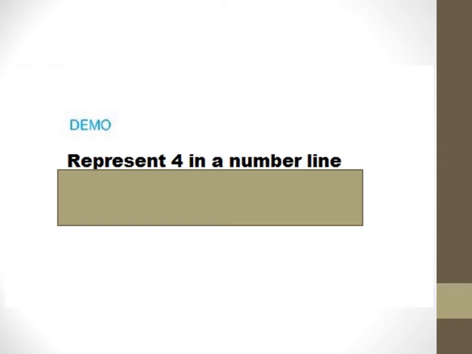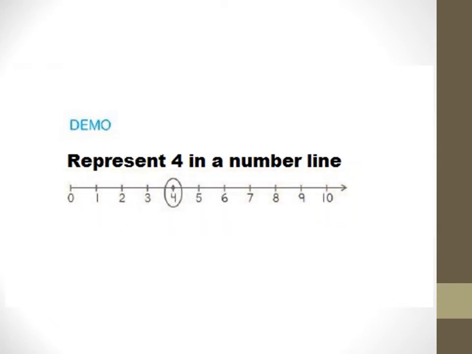Now, when we have to represent 4 on a number line, what will we do? We will draw a number line from 0, mark the numbers 1, 2, 3, 4 and so on at equal distances, and then either circle 4 or put an arrow over 4 so that the answer indicates that we are representing the number 4 on the number line.